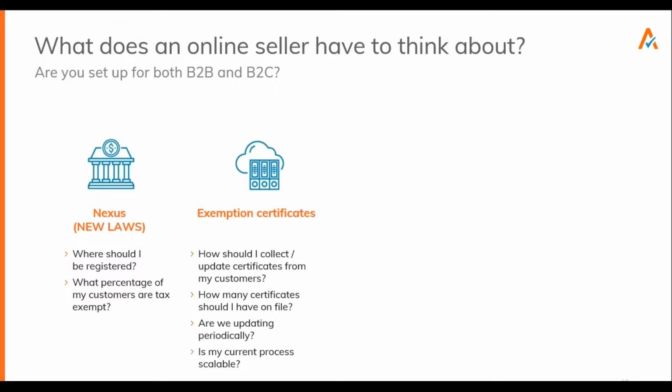We have to know what we're looking at. If we have nexus in 17 states, 25 states, we have to know what forms we're looking at and make sure that those are current and accurate, and we have to keep this up to date.